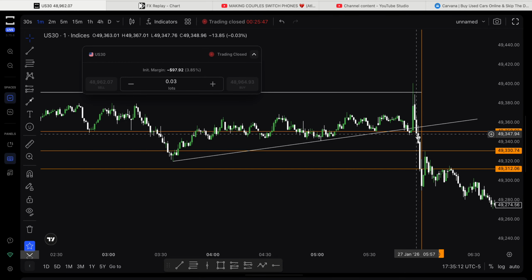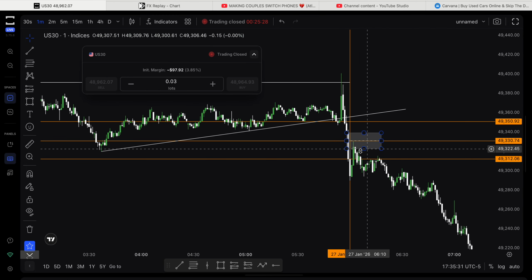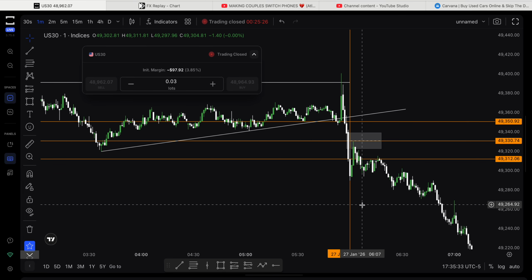It broke and closed, so I hopped in for that sell right there. Then price dropped, and I got out right here. I'm like, damn, then it started retracing. It retraced into this fair value gap. Now, I placed this sell on a different account, so I hopped in for another sell right here.